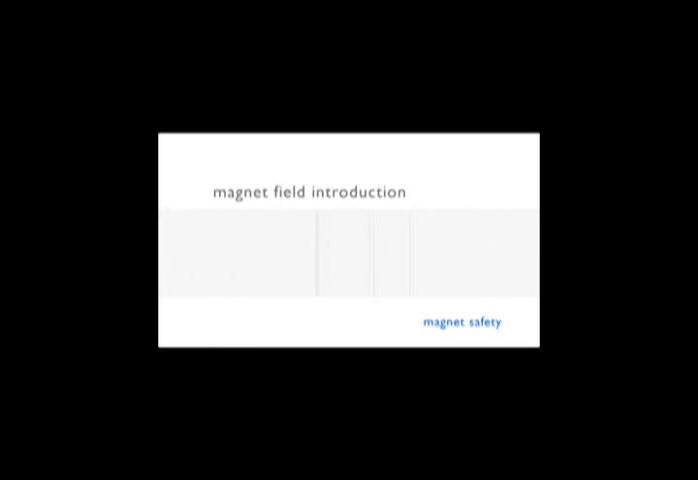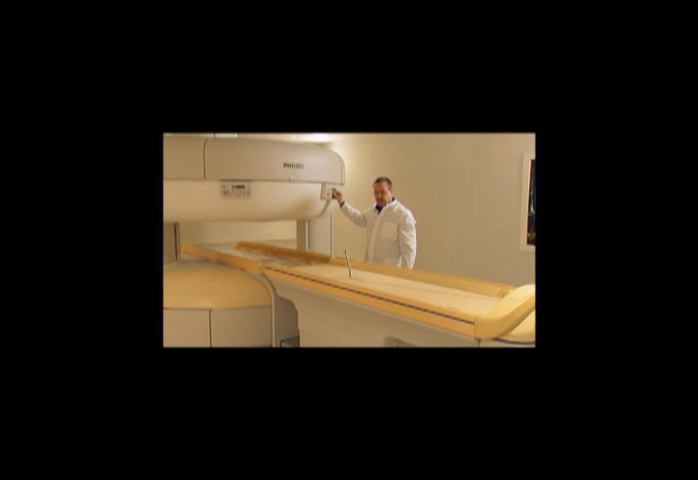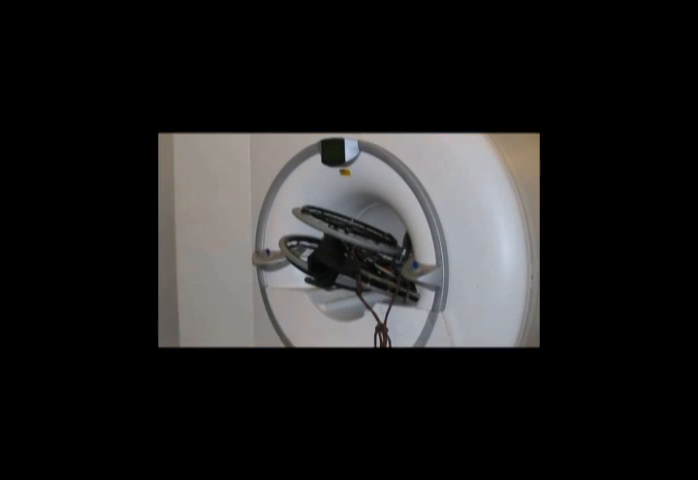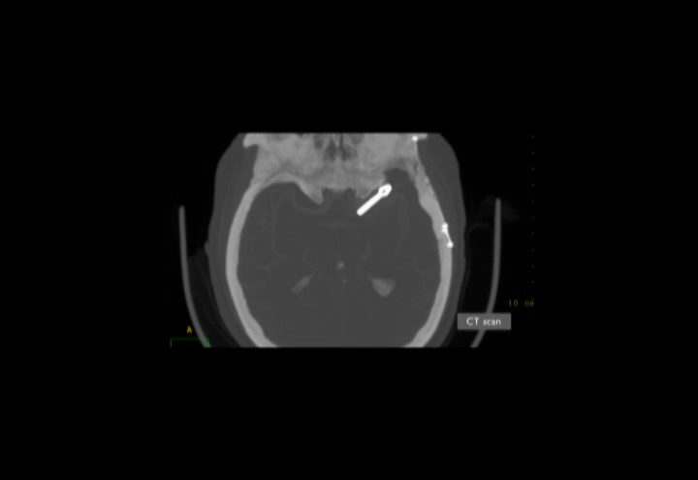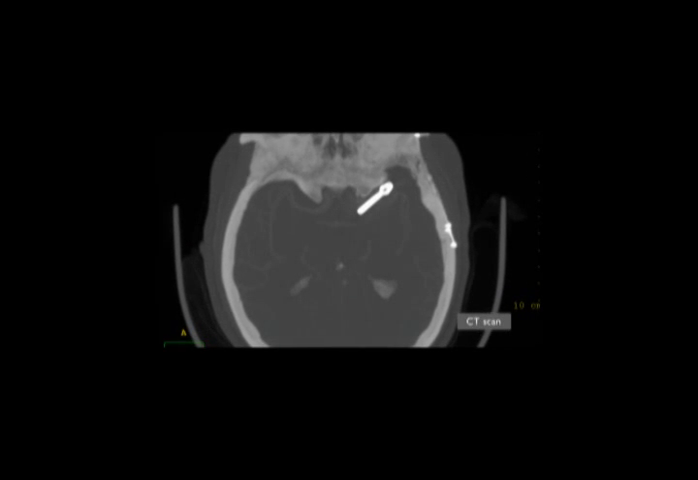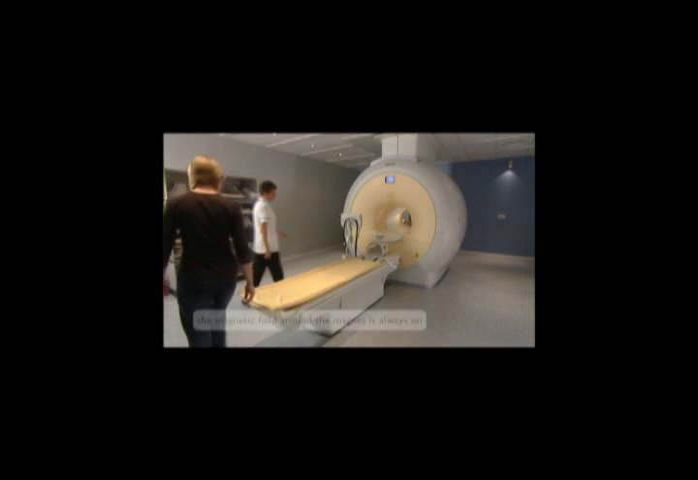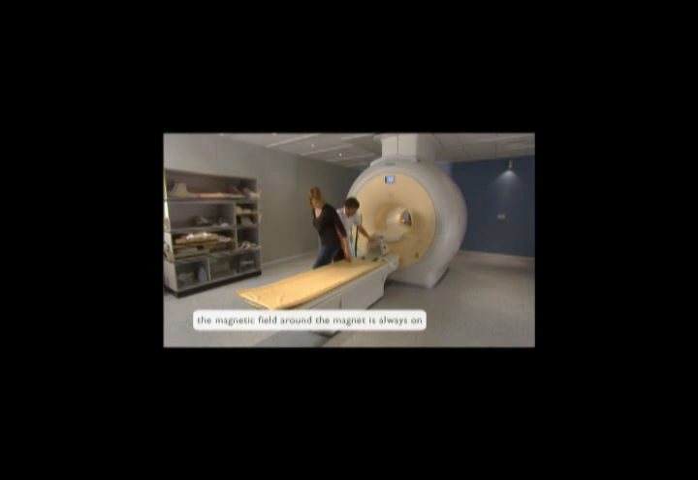Magnet Field Introduction. The magnetic field will attract objects made of steel or other ferromagnetic materials with enormous force. Even heavy objects can fly into the magnet. The magnetic field can also create torque forces on ferromagnetic objects, such as some implants, which may cause tissue damage. Although it cannot be seen or felt directly, the magnetic field of an MR system with a superconducting magnet is always on and must always be treated with respect.